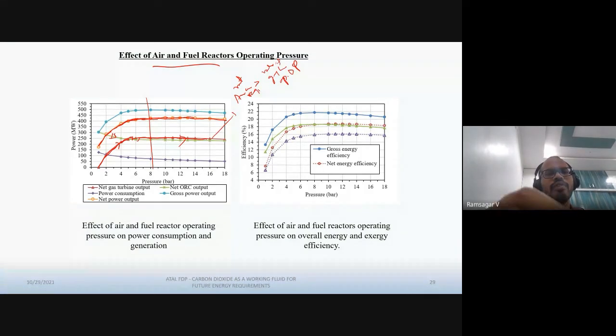So this point we have considered as the maximum pressure, which is around between 10 and 11, because you can see this is where the maximum is. Slowly after that, we observe a decreasing trend. That's why we have selected this as a feasible operating pressure. The same thing you can see from the efficiencies, where we have the gross energy efficiency and the net energy efficiency. This is the net energy efficiency profile, where we have the maximum in this range, 10, 11, 12, something like that.